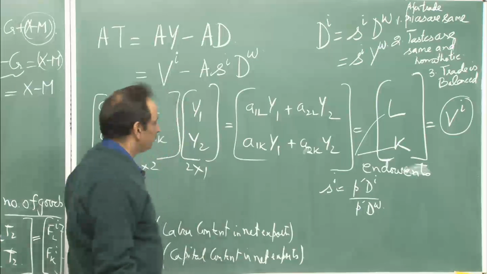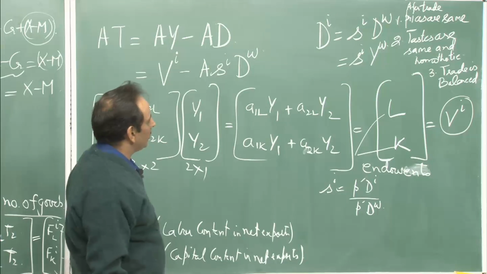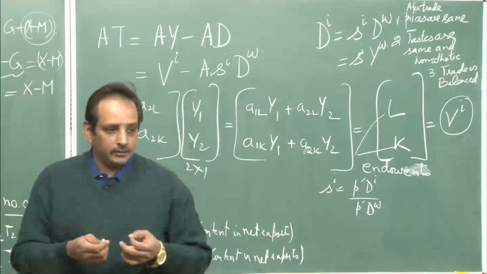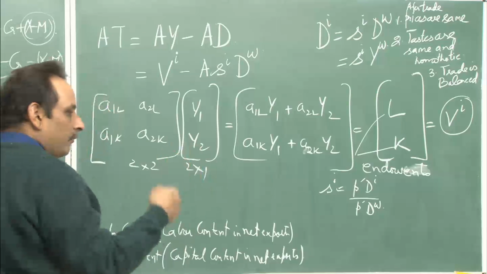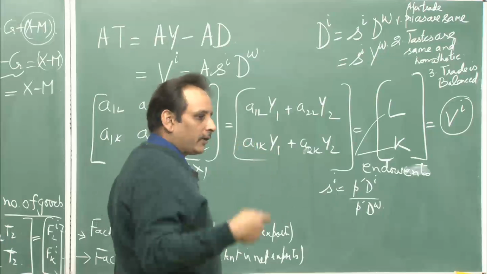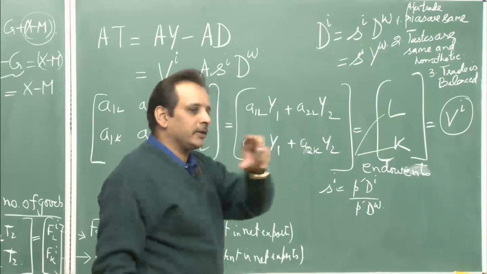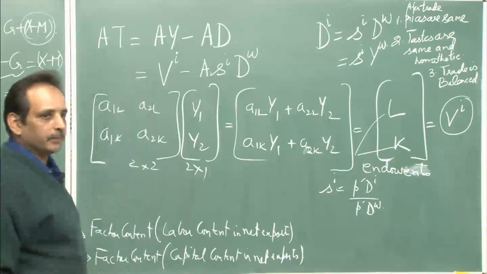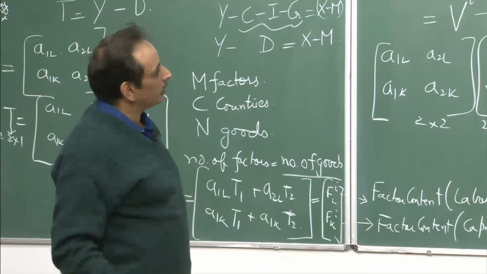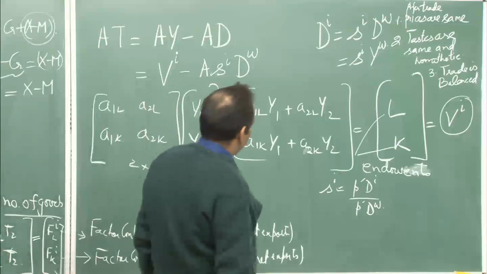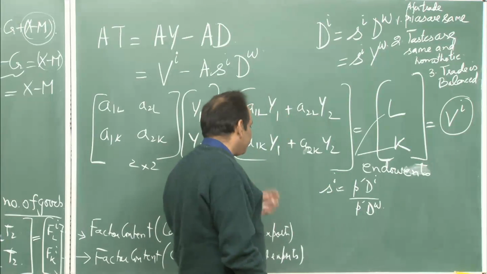Prices are the same, and if you further assume that tastes are the same and homothetic, homothetic means that the consumption proportion C1 by Y1 is equal to C2 by Y2 is equal to C3 by Y3. So, even if incomes are changing, the C by Y ratio between the countries remains the same, and income elasticity of demand is equal to 1 if you assume that tastes are homothetic. So, Si is P dash Di by P dash Dw, prices are the same.